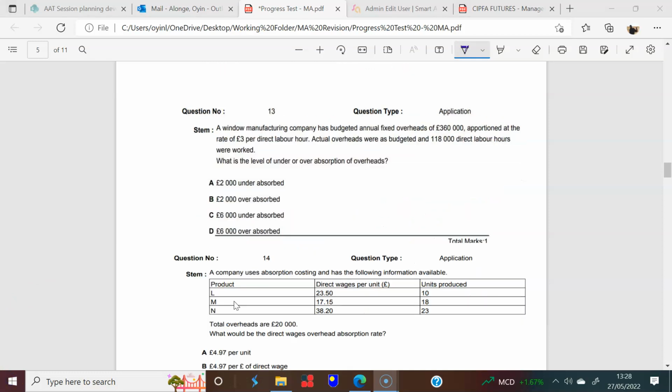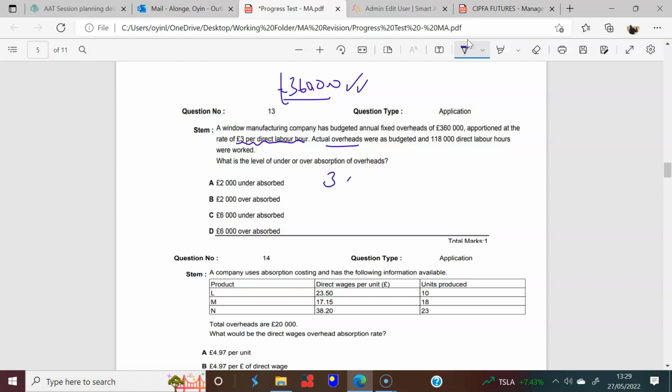So question 13. What we're dealing with here is over and under absorption. Remember, I said in class that you have to think like the accountant. The accountant is itchy, they don't want to wait for the period end before they accrue. So they're putting in £3 for every direct labor hour. That's the way their brains are thinking. The point is, we need to record what actually happens. The budget is for 360, and actual overheads are actually 360 as well. They are the same.